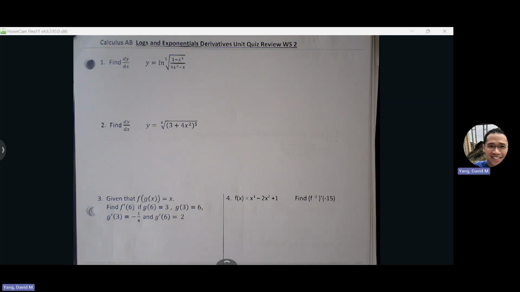Natural log problem. Again, anytime we see natural log or log, we're always thinking expansion first. So rewrite that first as a rational exponent, and then see what rules you can apply to get it all expanded out, and then you can think about your derivative rule.